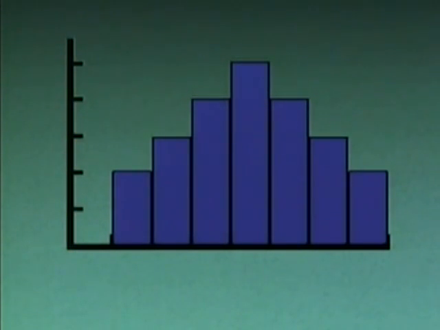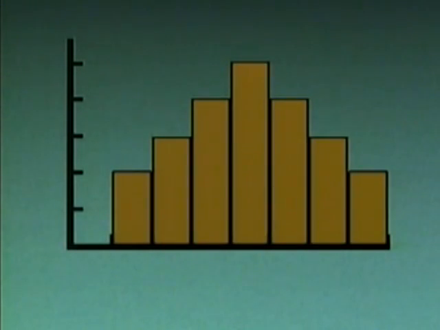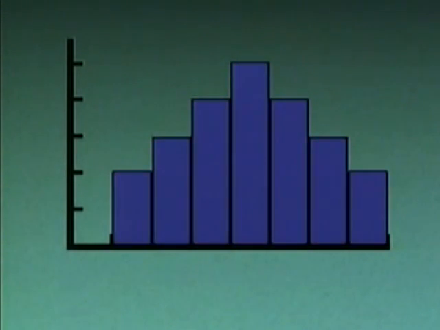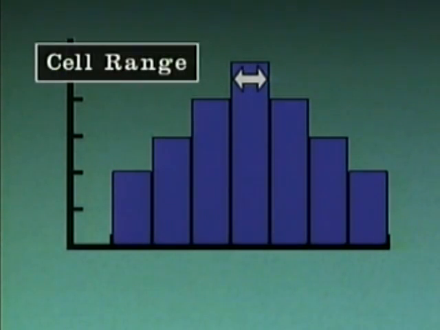Data is plotted on a histogram in the form of bars or rectangles. These bars are called cells. A cell's height is related to the number of readings for the cell. Each cell has a starting point and an ending point. The distance between the starting point and the ending point of a cell is called the cell range.